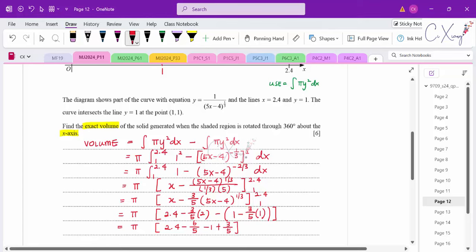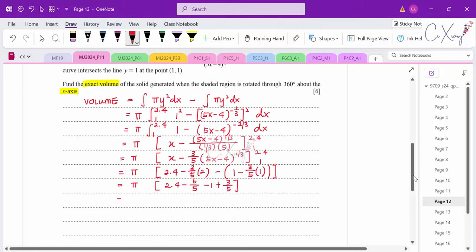Okay, so simplify all the terms here, all the numbers here. By right, you will get this one, 4 over 5 pi. Because they're asking for exact volume, so I will just keep my answer in the pi form. Alright, so this is how we solve question number 9.